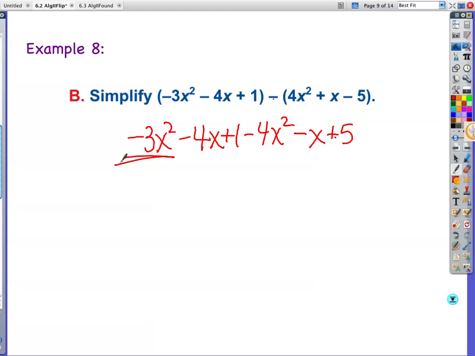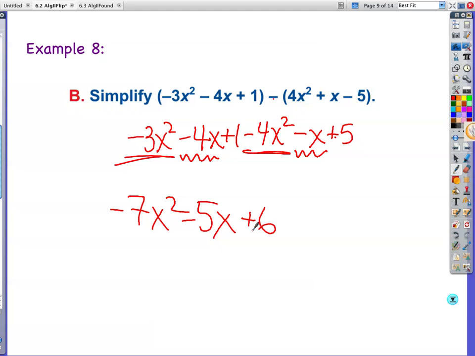All right, negative 3x squared, negative 4x squared is negative 7x squared. Negative 4x, negative x is negative 5x. 1 plus 5 is 6. There's your polynomial.